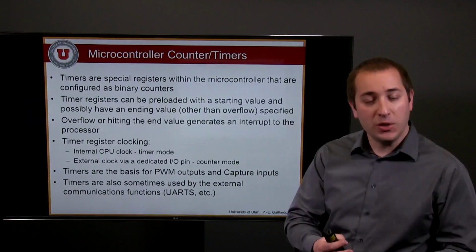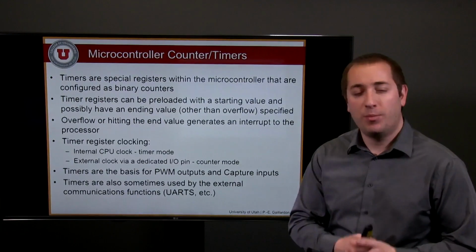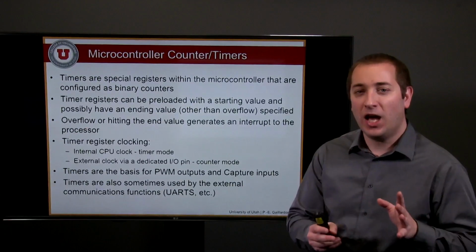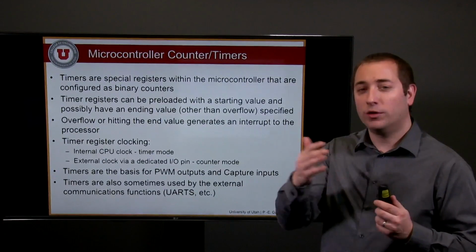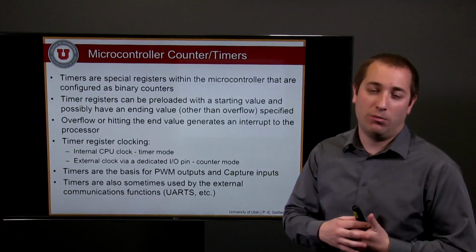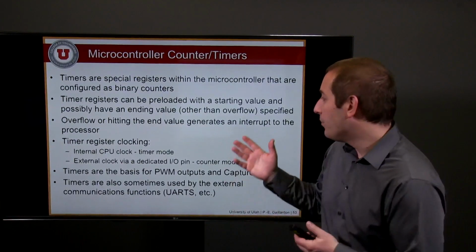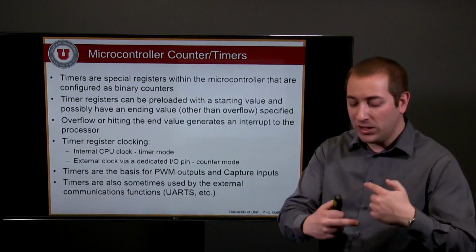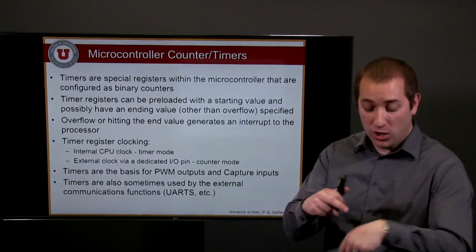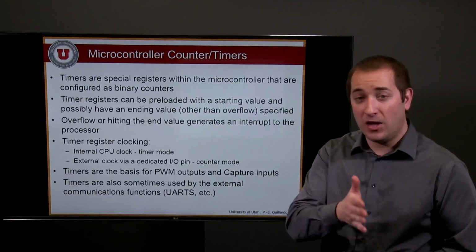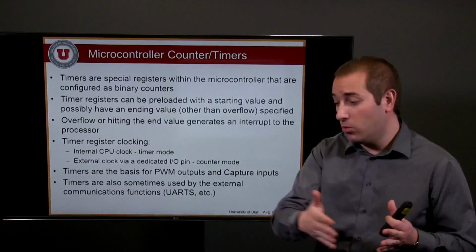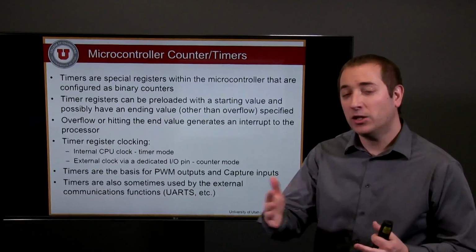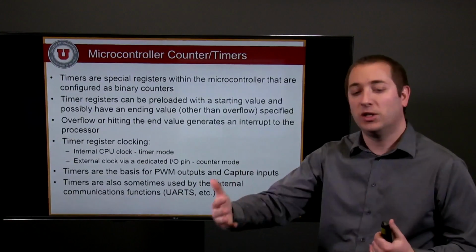Your timers can be preloaded to a starting value. They can possibly have an ending value other than the overflow. And every time your timer overflows or hits the end value that you programmed, you can generate an interrupt. So timers can be as simple as simply counting time, and you just measure where you stand in your clock, for example. So think about it as a second counter, right? You will know where you stand in time in general, or you can configure things to trigger an alarm when you reach a given threshold.